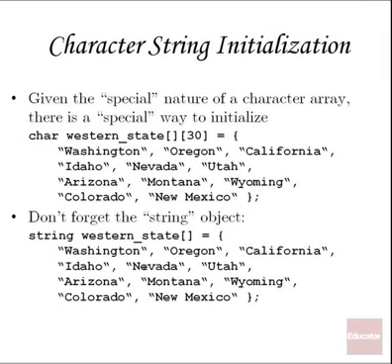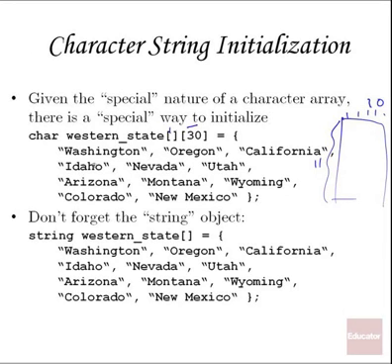Okay, now we have this special nature of a character array. A character array is just like any other array, except it can also be a character string. So there is a special way to initialize it. Here we are not specifying how many Western states there are, but we're going to say each Western state has no more than 30 characters. With that null terminator, that's no more than 29 characters. So we have Washington, Oregon, California, and so on. This will create an array: 1, 2, 3, 4, 5, 6, 7, 8, 9, 10, 11. This will be a grid that's 11 long and 30 across.